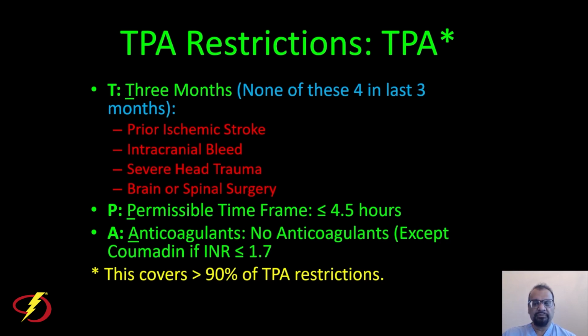The P stands for permissible time frame. We need to know that the last known normal was less than 4.5 hours ago. And the A stands for anticoagulants. You cannot get TPA if you take any anticoagulant, such as Xarelto, Eliquis, except you can take it if you're on Coumadin and the INR is less than or equal to 1.7. Now this list actually covers greater than 90% of IV TPA restrictions. So just remember the word TPA, and you should remember 90% of the restrictions. If you want to know all of them, refer to the book, and we'll go over that chapter later in this series.